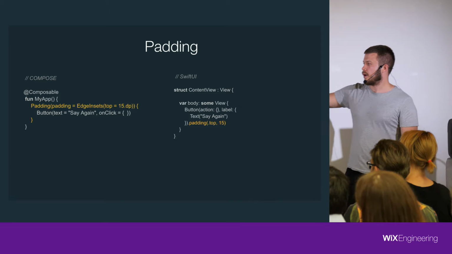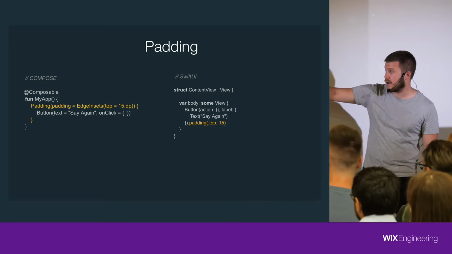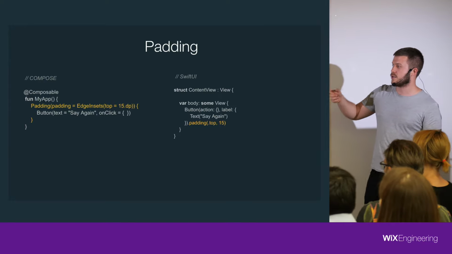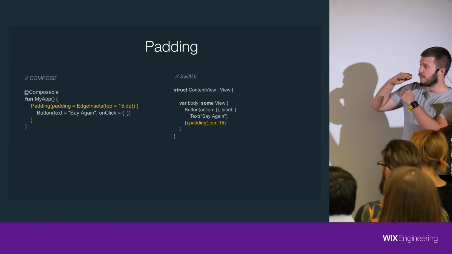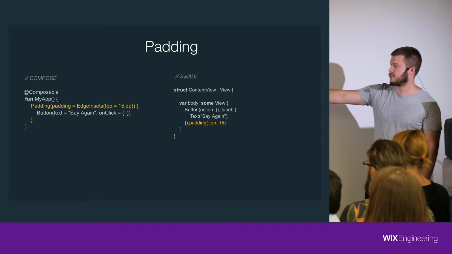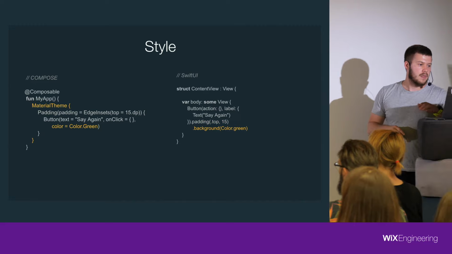And in Compose, you see we create an edge insert, and we use only top. So we do a 15 top padding, and also do the same in Swift, but we do this with a modifier.